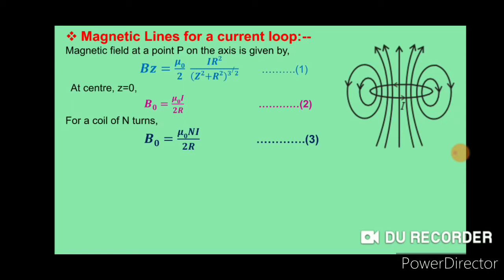Thus the upper part of the loop seen in the figure may be regarded as the north pole and the lower part as the south pole of a bar magnet.